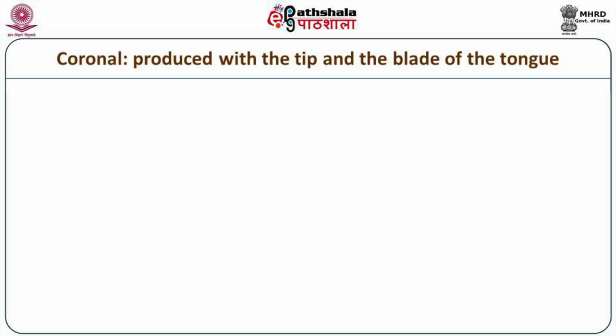The next group of places of articulation is the coronal place, which is produced with the tip and the blade of the tongue. There are three main types of these coronal sounds: those which are apical, those which are laminal, and those which are subapical. That is, in the production of which either the tip of the tongue is used, or it is the sides of the tongue used, or it is below the tip of the tongue which is used.